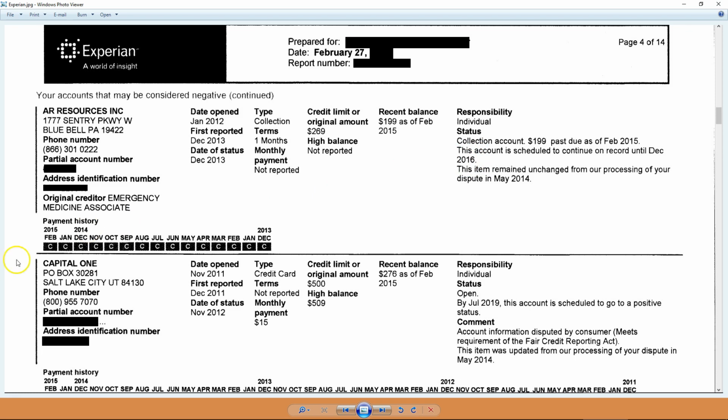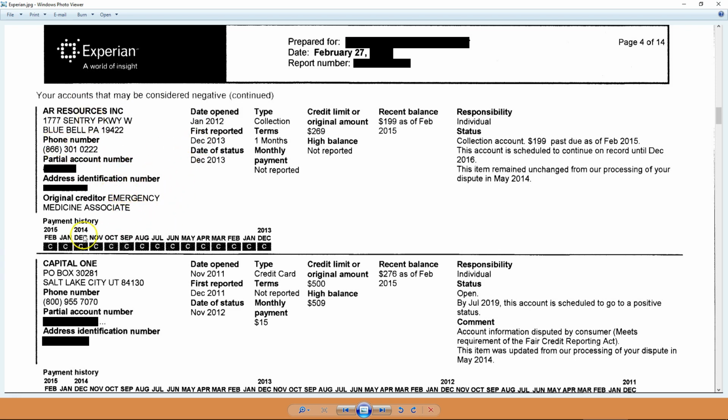Okay. Here we go. Original creditor, Emergency Medicine Associates. So this is a collection agency collecting on behalf of the emergency room. You can dispute this directly with this hospital or this emergency room also. You don't have to dispute directly with the collector, but you can actually do both. You can do both if they're violating the law. If there's some inaccuracies here, incomplete information, you can dispute both.